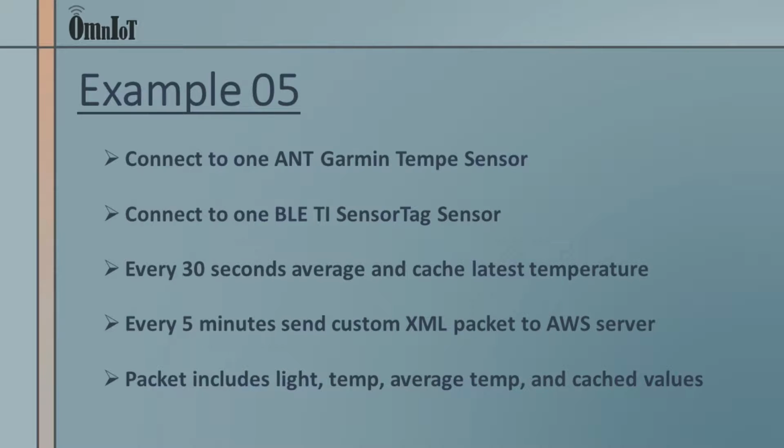We're going to sample our Tempi sensor's temperature reading every 30 seconds to create and maintain a 5-minute moving average of its value. We'll also maintain a cache of the 10 values used to compute the average. Every 5 minutes, we'll create a custom packet in XML format that will report only the most recent light readings from the sensor tag, the current temperature reading from the Tempi sensor, the average temperature for the last 5 minutes, and the 10 temperature values we used to compute the average.